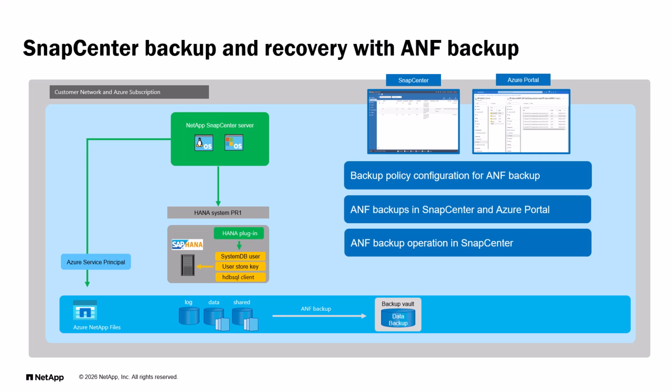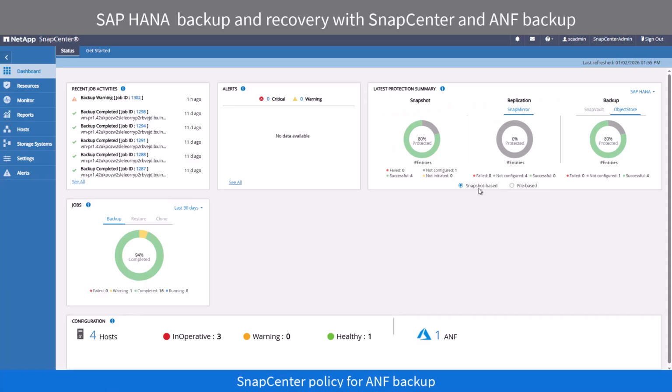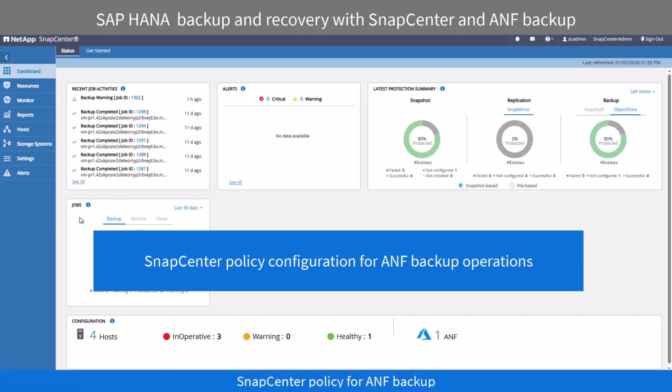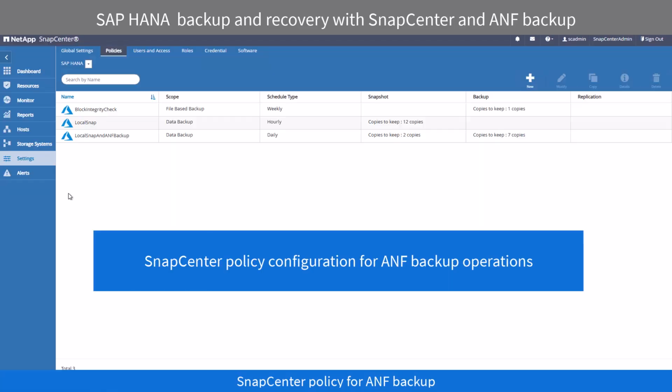Next, we'll perform a backup operation on our HANA System Peer 1 and observe the different steps for the local snapshot and the replication with ANF Backup. And finally, we'll briefly demonstrate how to initiate a restore and recovery or a cloning operation in SnapCenter using an ANF Backup. In our demo lab, we have already set up ANF Backup for our HANA systems.